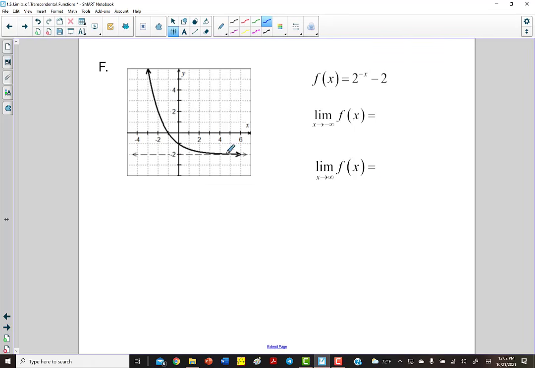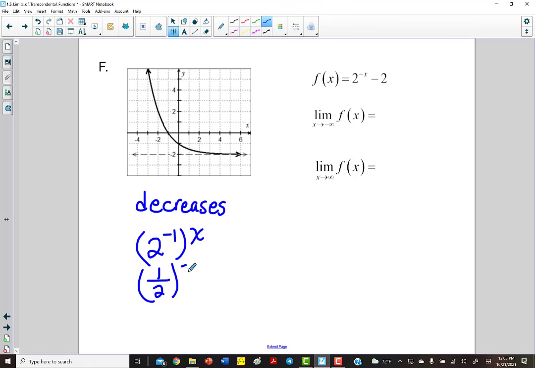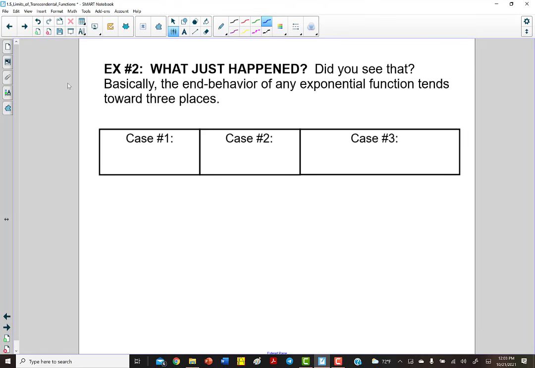And then on part F, this is a decreasing function, and the function decreases when the base is 2 to the -1 power. That gives our base 1/2, and 1/2 is between 0 and 1, so this would be a decreasing function. And the limit at negative infinity is unbounded upward, and the limit at positive infinity would head to our horizontal asymptote at -2. So that's just a refresher from knowledge you have in pre-calc.